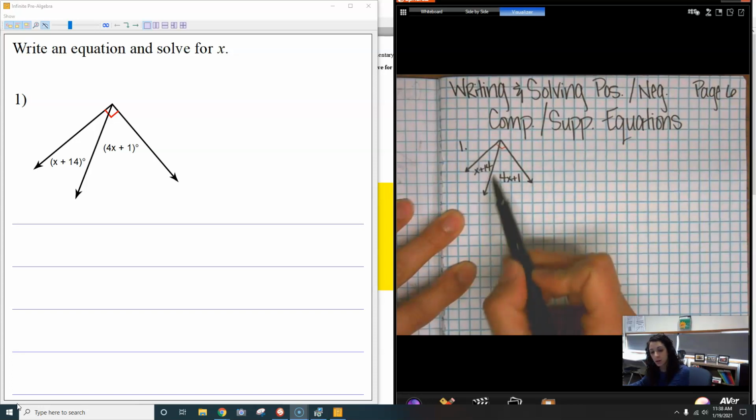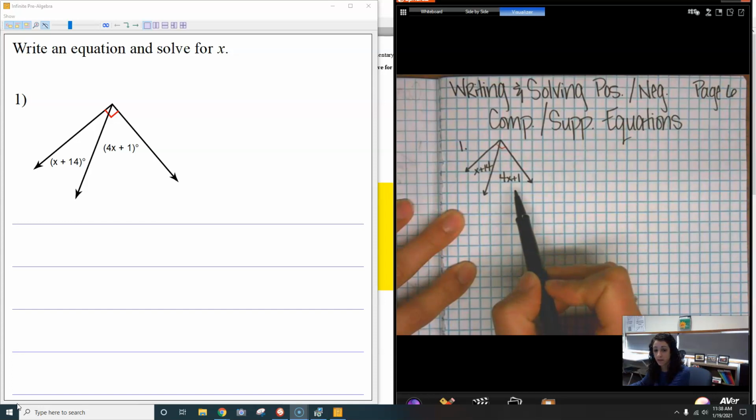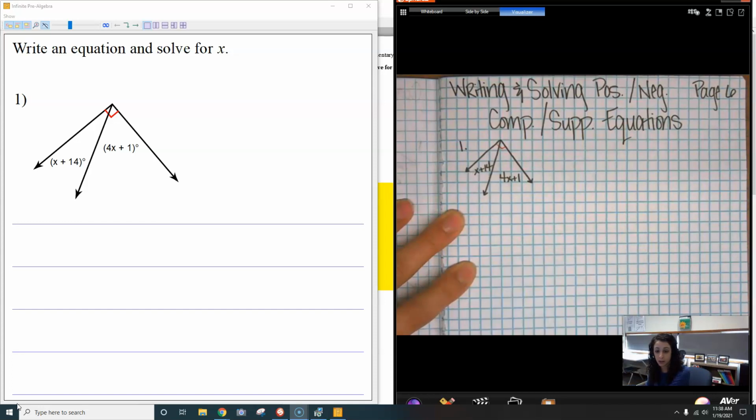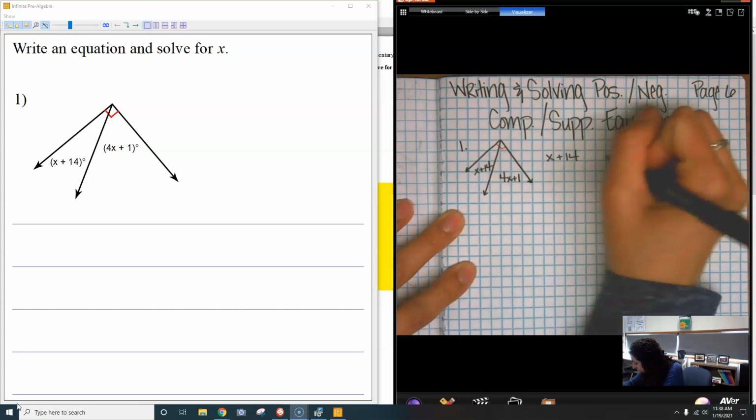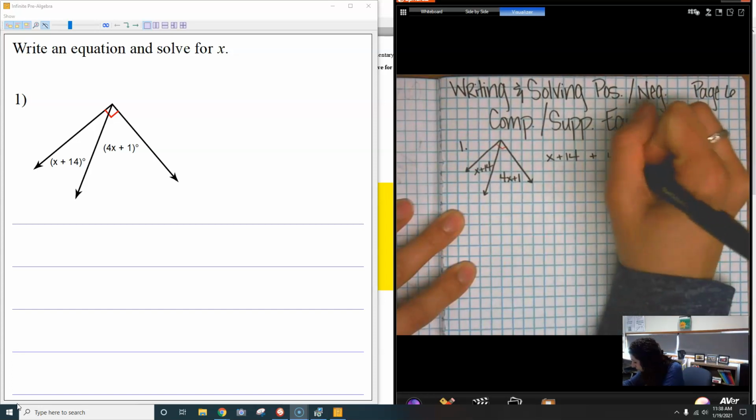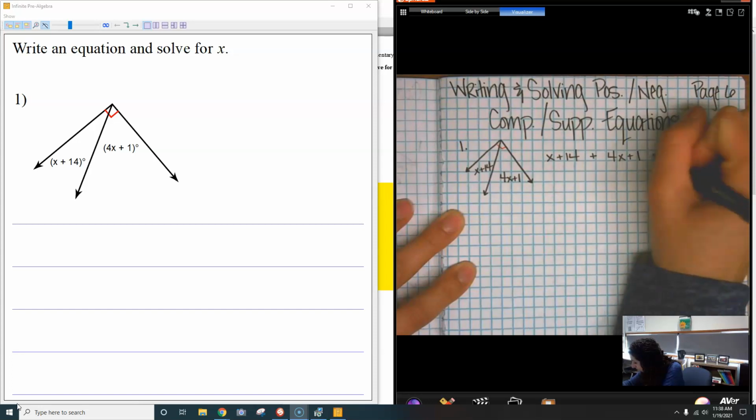Angle 1 is called x plus 14, and angle 2 is called 4x plus 1. If I add the two angles together, I get 90 degrees. So angle 1, x plus 14, plus angle 2, 4x plus 1, equals 90.